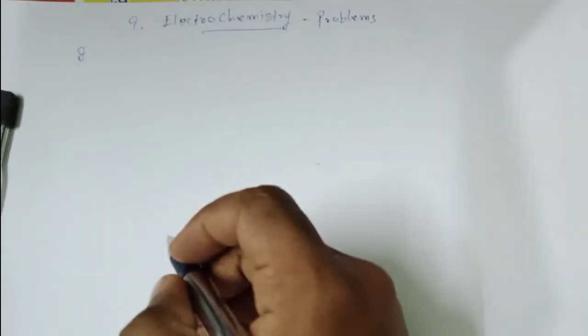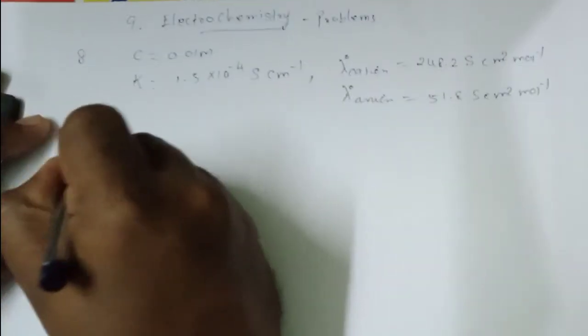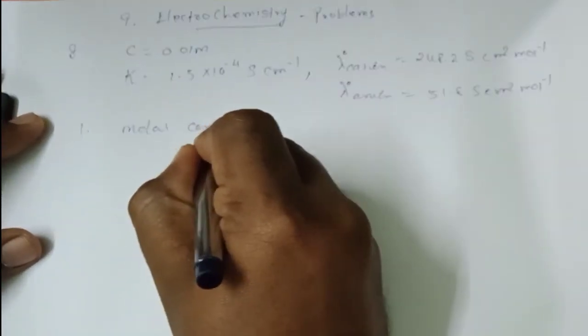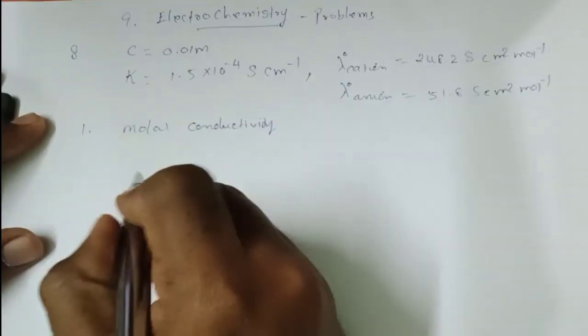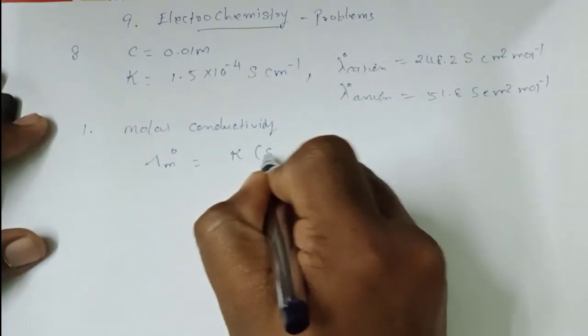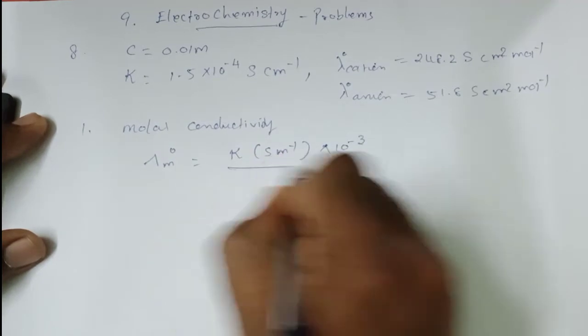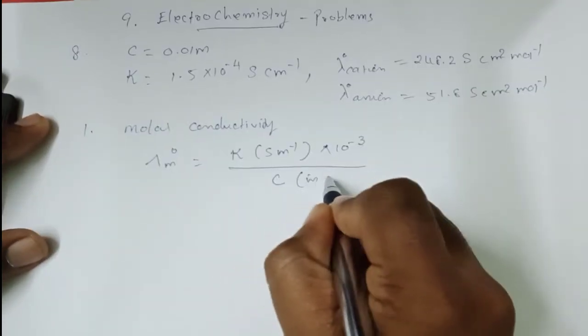Question number 8. In this problem, they ask us to calculate two things. First is molar conductivity. So for molar conductivity, we can write the formula: molar conductivity is equal to conductivity in Siemens meter inverse, in 10 to the power of minus 3, divided by concentration in molar.